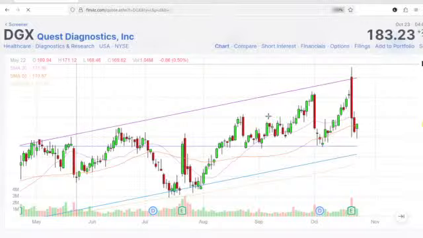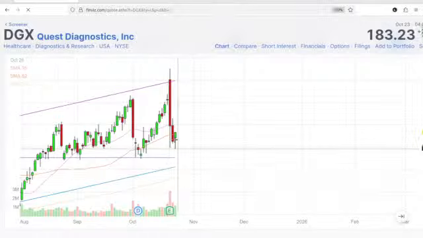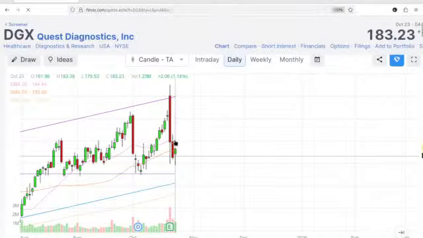This is the pattern. Now, as you can see, this is the 200-day moving average below this blue line here. This is the 200-day moving average. Then you can kind of see the 50-day moving average touching the hammer right there.